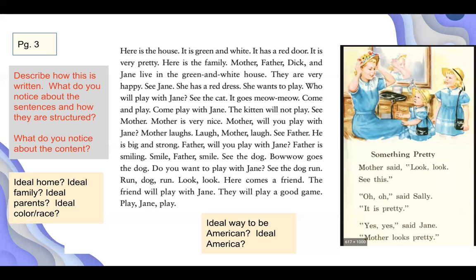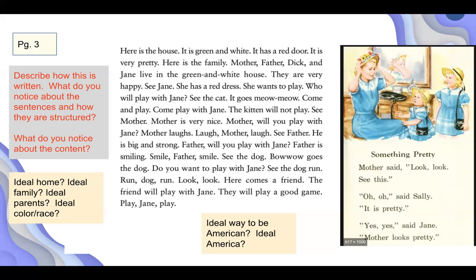See Mother? Mother is very nice. Mother, will you play with Jane? Mother laughs. Laugh, Mother, laugh. See Father? He is big and strong. Father, will you play with Jane? Father is smiling. Smile, Father, smile. See the dog? Bow wow goes the dog. Do you want to play with Jane? See the dog run.